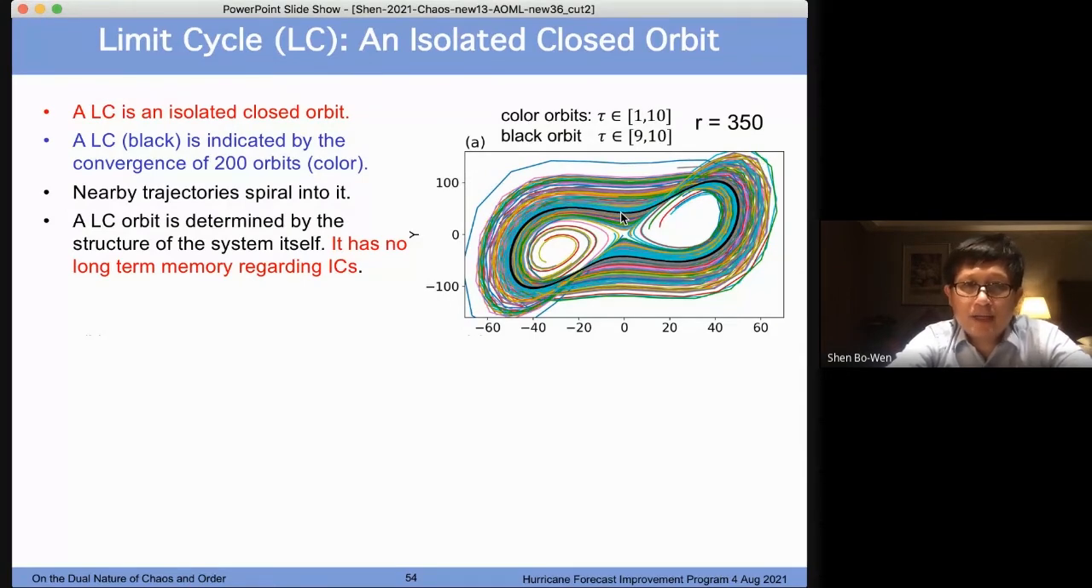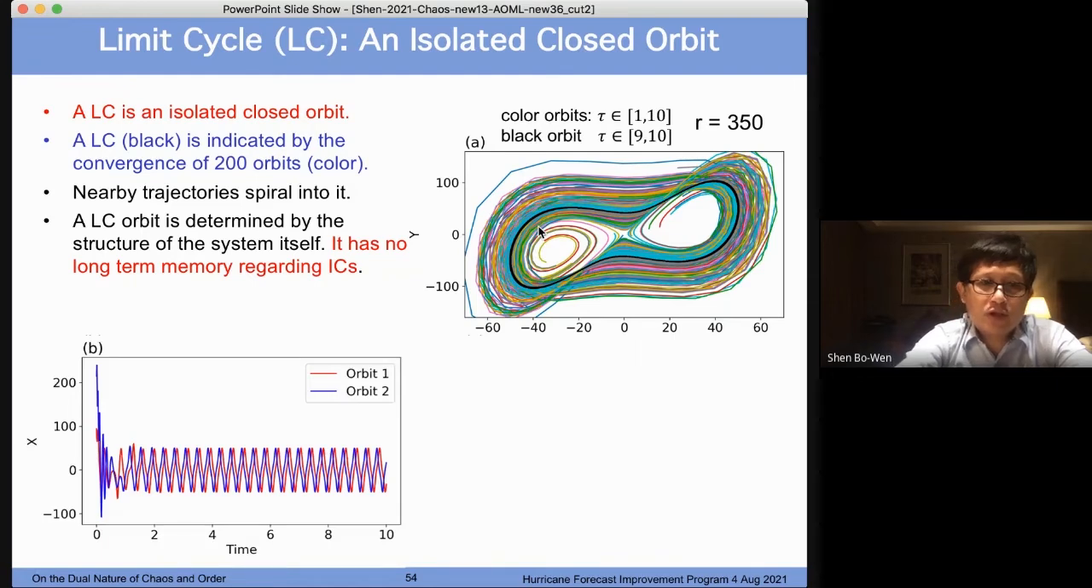As a result, you can tell the limit cycle solution is not sensitive to initial conditions because 200 orbits converge into a single orbit. On the other hand, if we plot two of them as a function of time, which is shown on the bottom left, horizontal represents time, vertical represents the solutions. After an initial period of time, you can see two solutions already produce comparable amplitude and frequency, indicating these two solutions already converge into a single orbit.